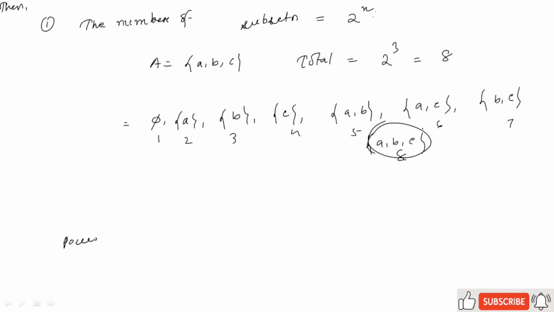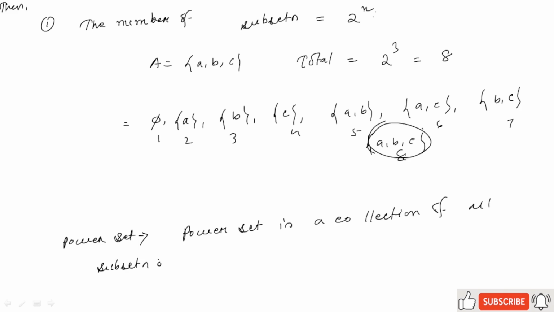And now coming to the next definition. The definition is what? Power set. What is called power set? Power set is the collection of all subsets of set A. Power set is a collection of all subsets of set A.